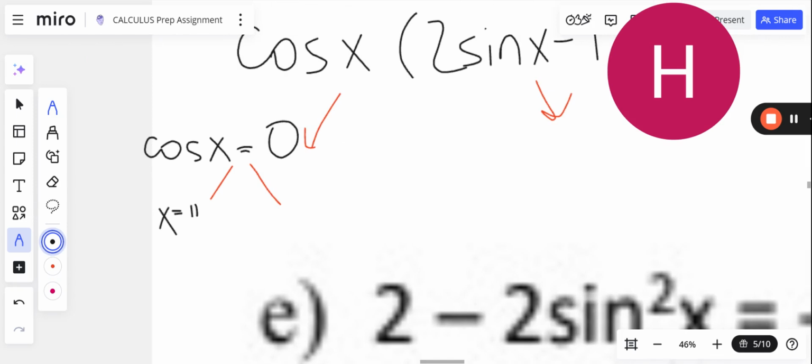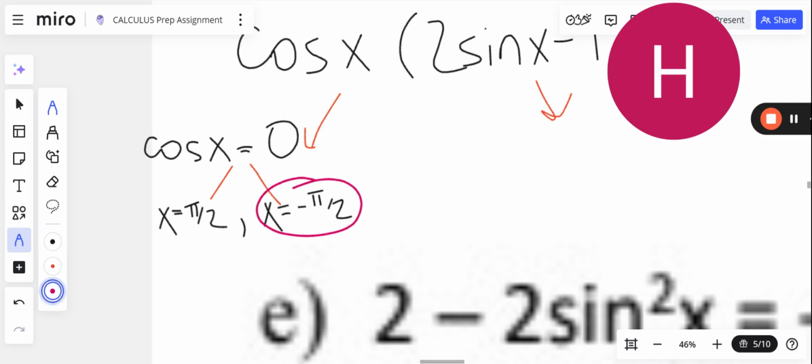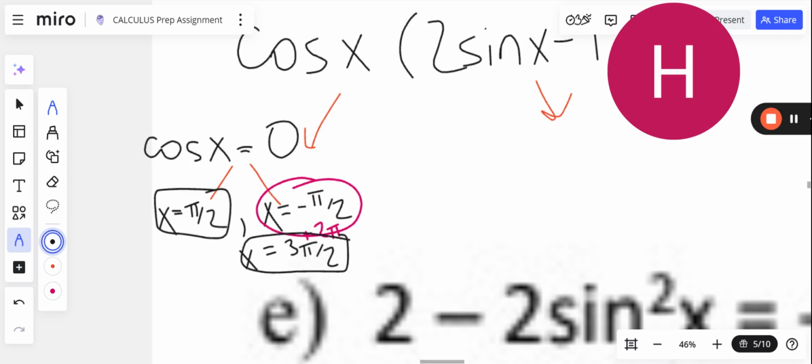Here we'll have x is pi over 2, and therefore we also have, based on the cosine inverse rule, x equals negative pi over 2. But since that's not in the interval, we're going to have to get the coterminal angle by adding 2 pi, and maybe you already knew that that was going to end up at 3 pi over 2. So that's a way of respecting the interval.